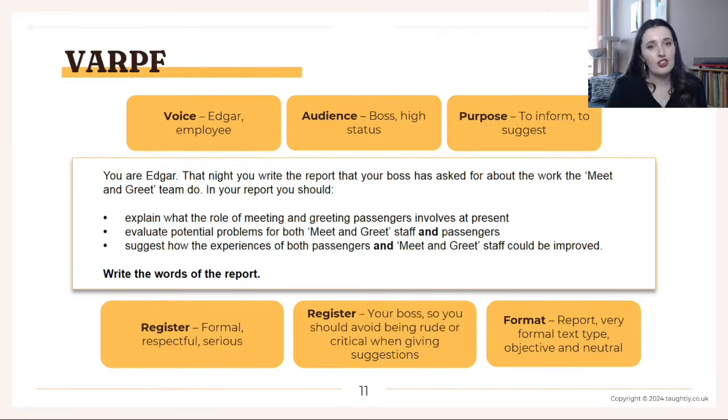Not only because you are an employee writing to your boss, but also because the format, which is a report, is a very, very formal text type. It's the most formal text type of the text types you can be asked to write. So the general vibe, tone that you're going for is that you should be objective and neutral. So you are formal, respectful, serious, objective and neutral, not overly critical, and very, very clear. So that is the VORP of our question.